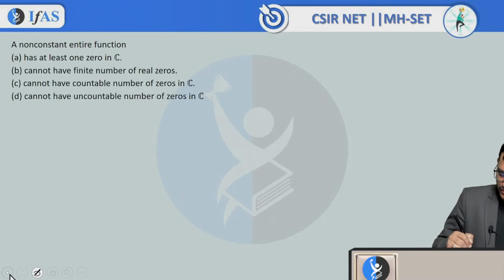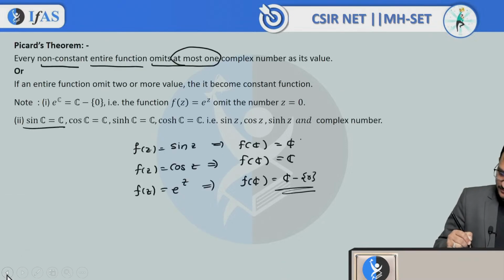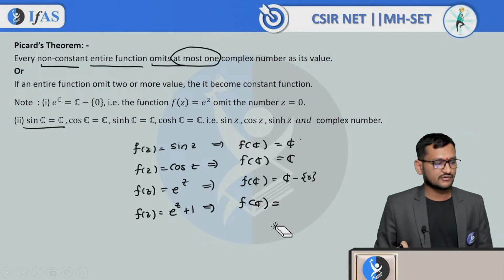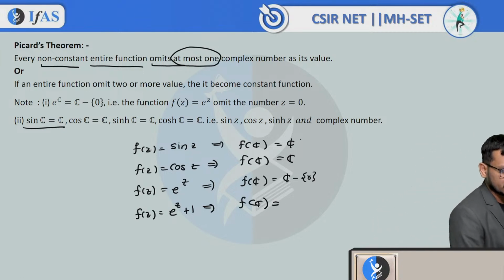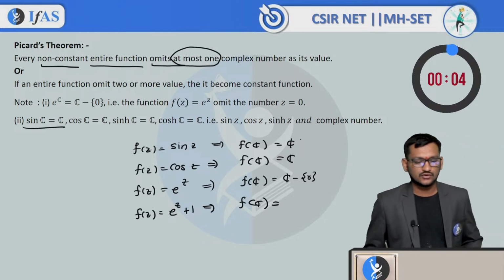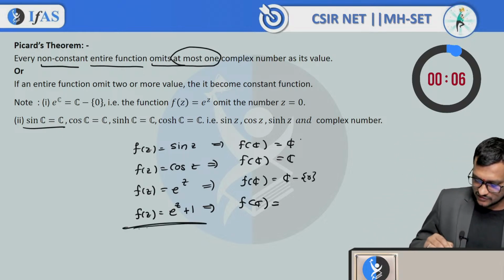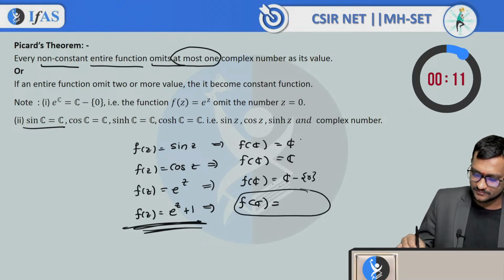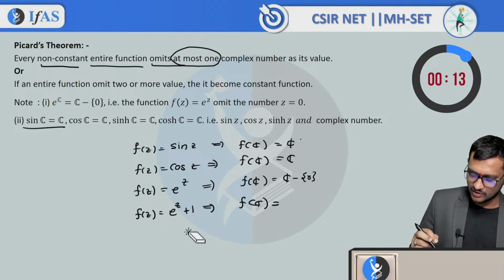Now I'm giving you one more example. Suppose I give you f(z) equal to e to the power z plus 1, then what would be the range? What could the range be? Try and let me know the answer in the comment section. Try this one. What is the range of this? First of all, this is entire, this is non-constant, then what would the range be? Which value cannot be achieved?